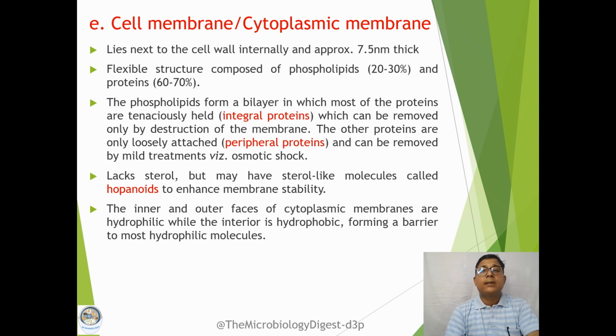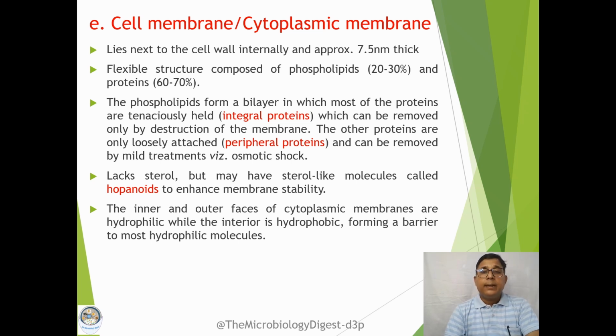It is a flexible structure composed mostly of proteins and phospholipids. Phospholipids constitute around 20 to 30% of the structure, and the protein part constitutes around 60 to 70%. These phospholipids form a bilayer, where most of the proteins are embedded. These embedded proteins present in the phospholipid bilayer are called integral proteins.